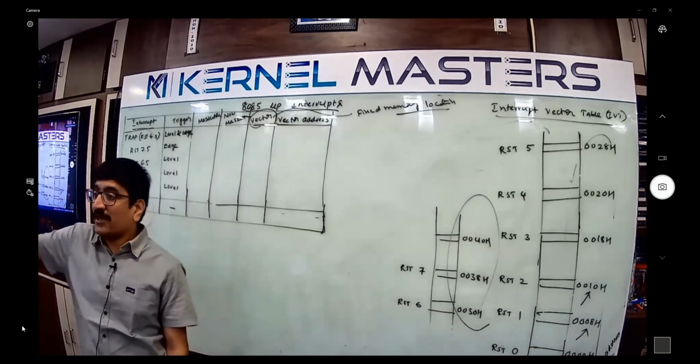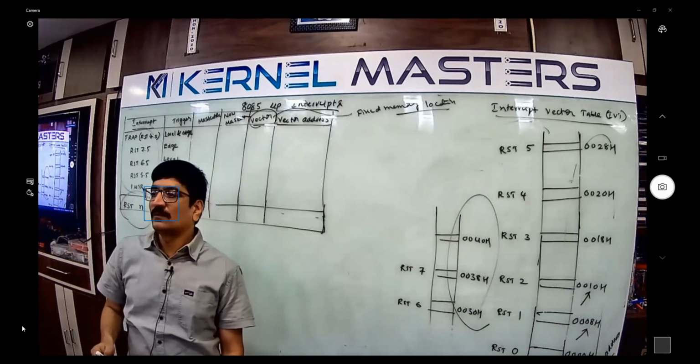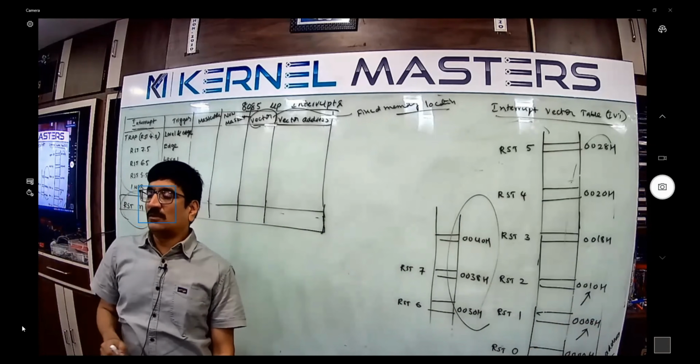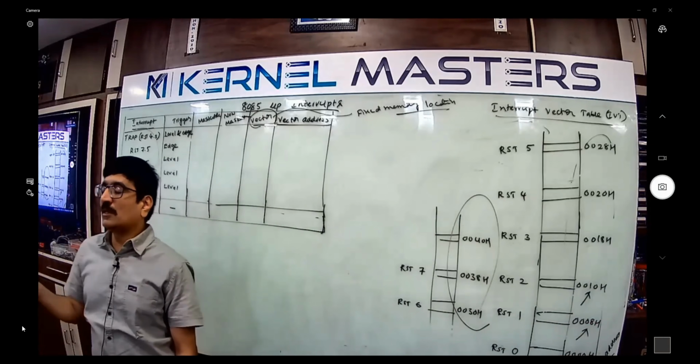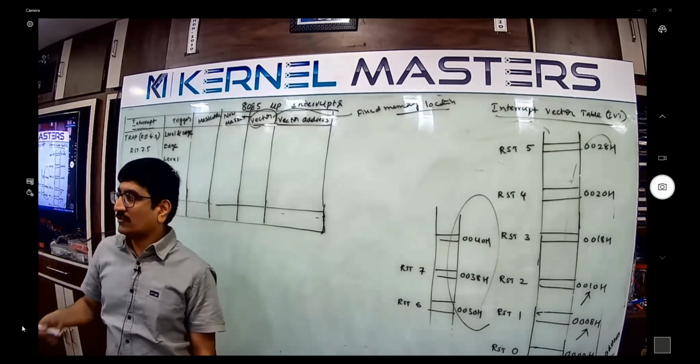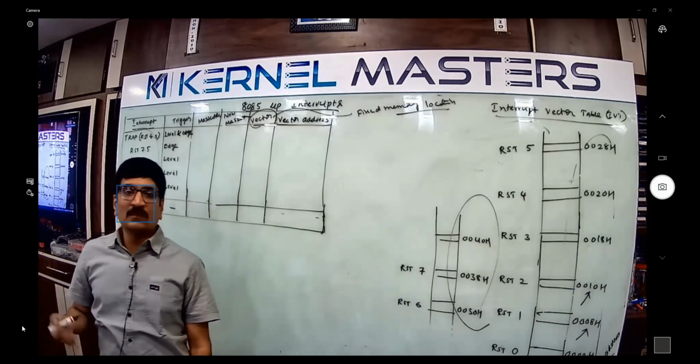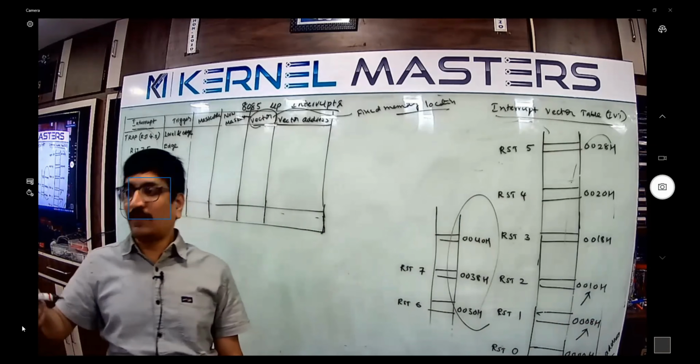At microprocessor manufacturing time, they're hard coded now. Everybody asks a very, very important question: how does an interrupt work? How does an interrupt work? The question again, asking everybody: how does an interrupt work whenever an interrupt occurs?